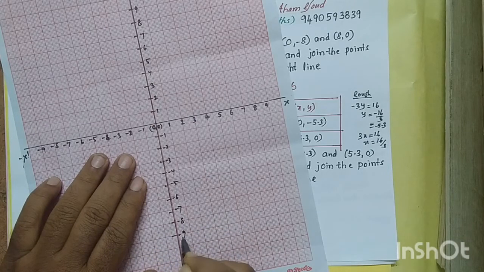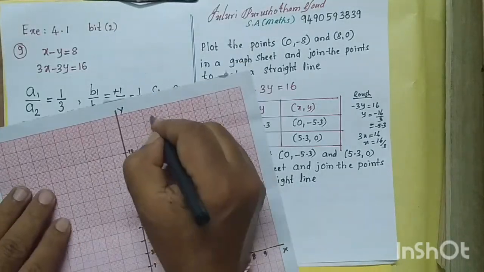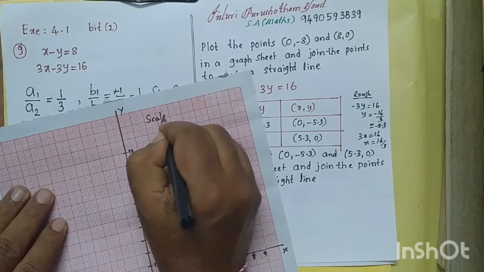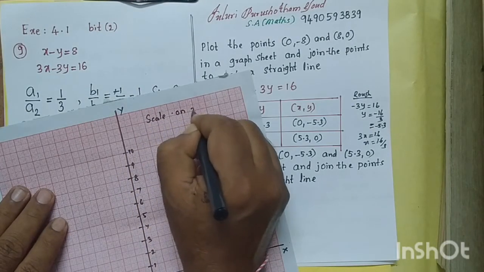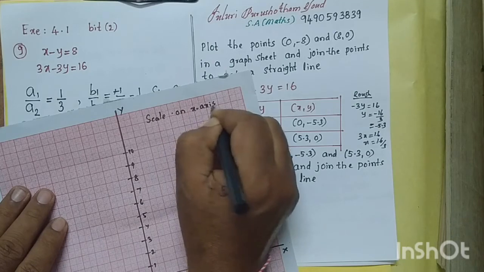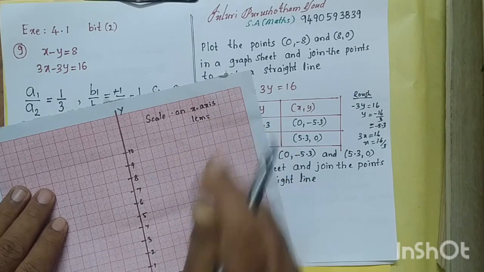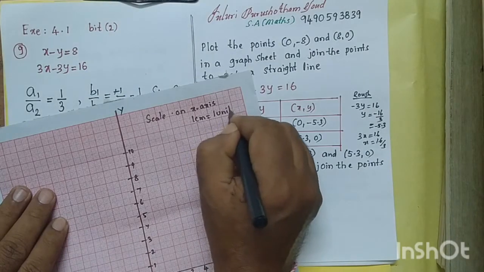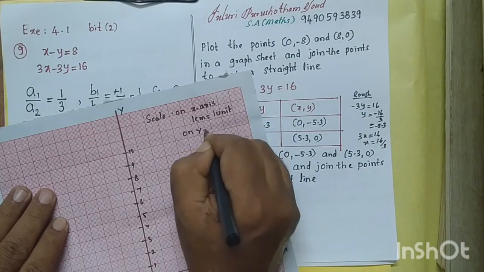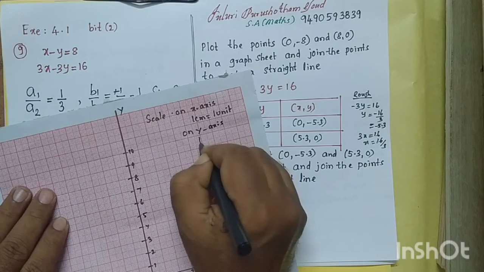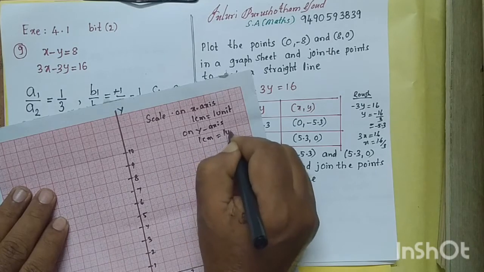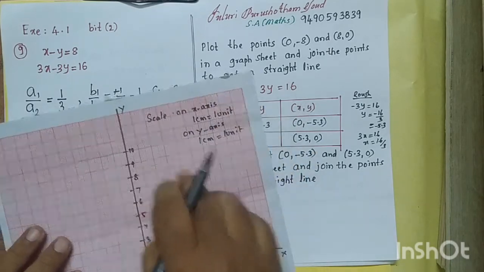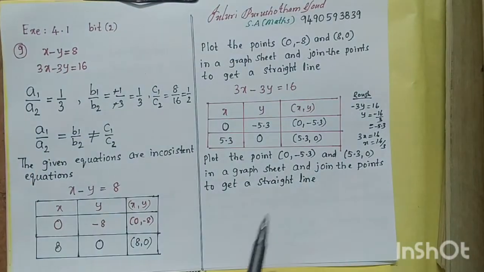Is it clear now? And the scale also: on the x-axis take 1 centimeter is equal to 1 unit. On the y-axis also 1 centimeter is equal to 1 unit. You must write this scale for every problem.